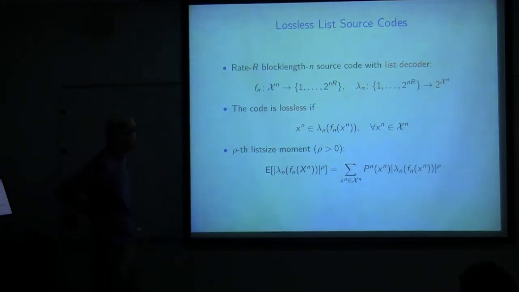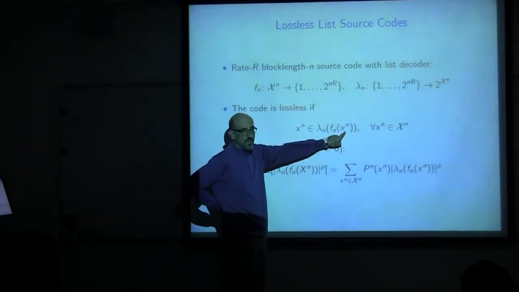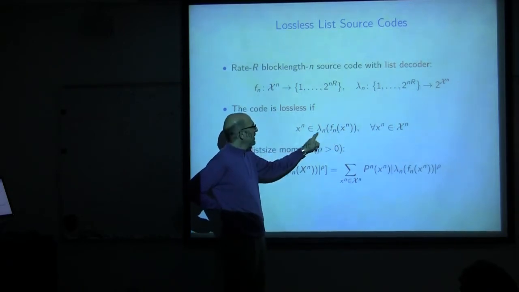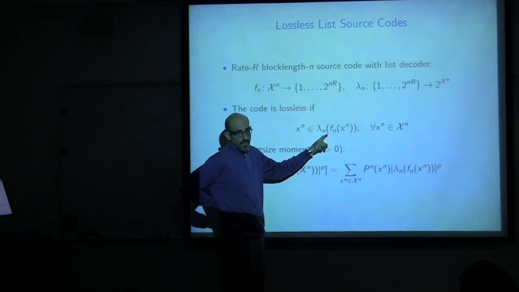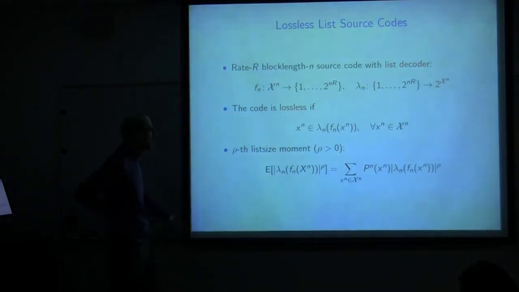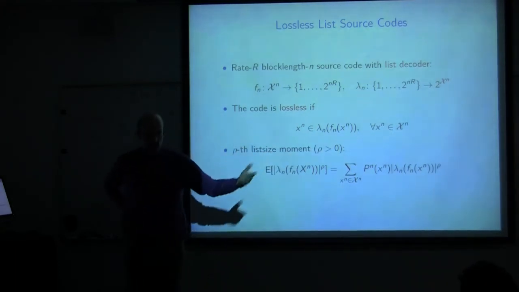And it's lossless in the sense that we're guaranteed that if we take the sequence generated by the source, we describe it, and based on the description, we generate a subset of sequences, we're guaranteed that it will be an element of that subset. So this is the lossless property. We're guaranteed that the sequence is going to be among those that we go ahead and generate.